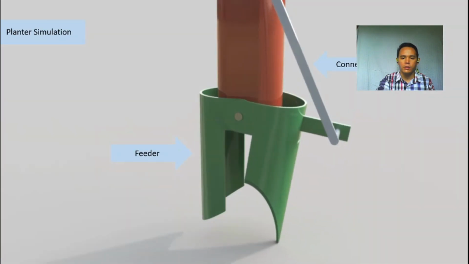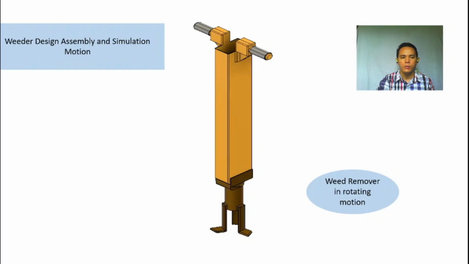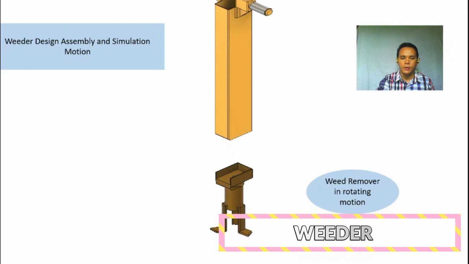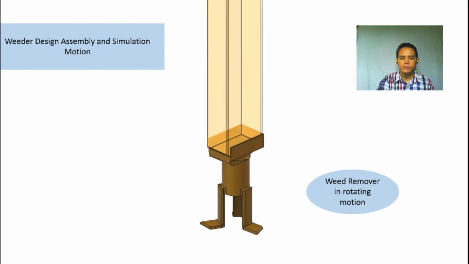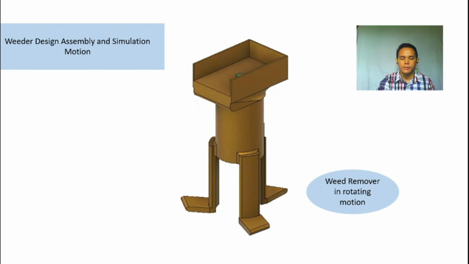Then we go to how the planter design works. We have the connection and we have the feeders, with the design assembly and the motion simulation. Here we have the upper body and also the wheel remover, which will rotate the blade below. That's how it works.